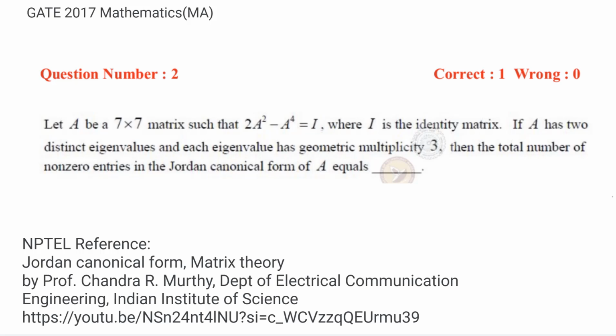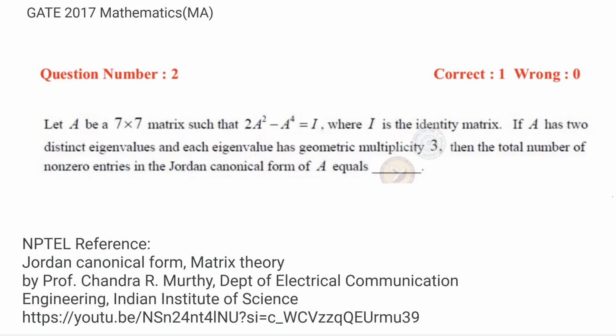The problem is from GATE 2017 mathematics paper, question number 2. The problem given is, let A be a 7 cross 7 matrix such that 2A squared minus A power of 4 equal to I, where I is the identity matrix. If A has two distinct eigenvalues and each eigenvalue has geometric multiplicity 3, then the total number of non-zero entries in the Jordan canonical form of A equals?